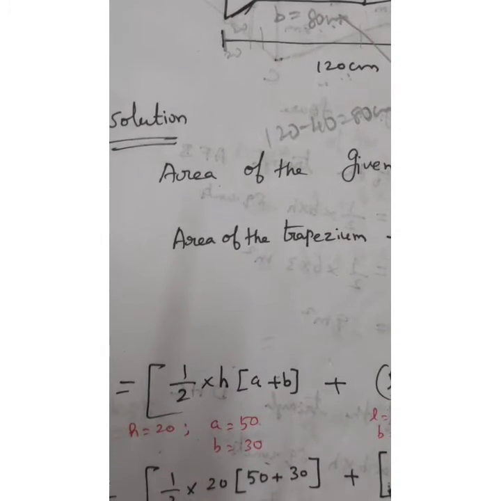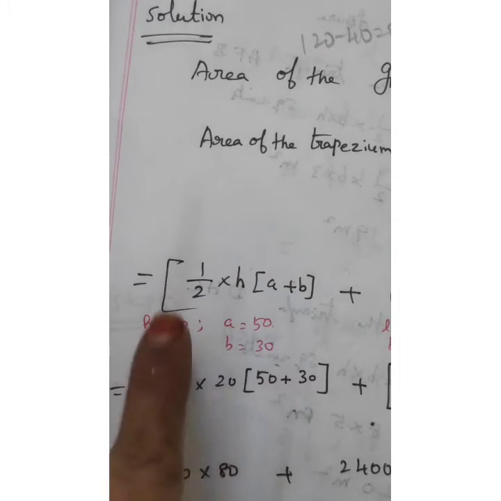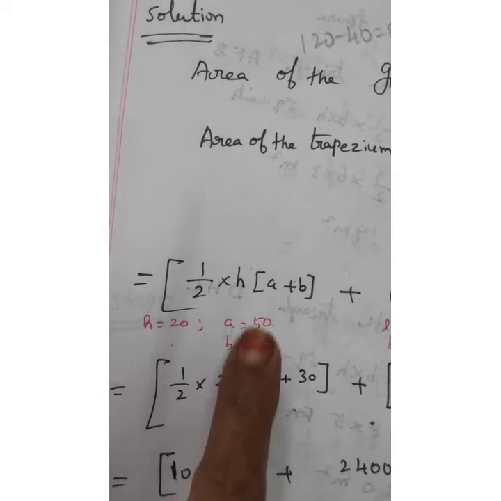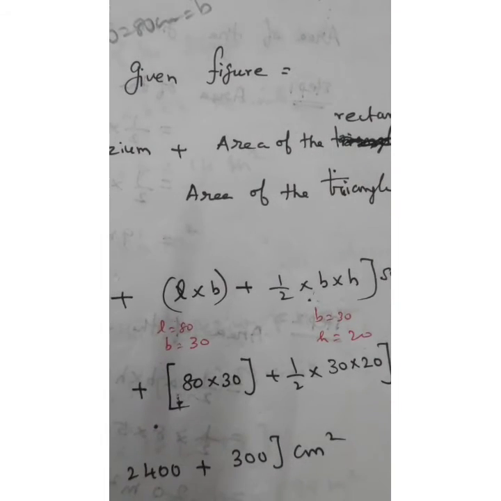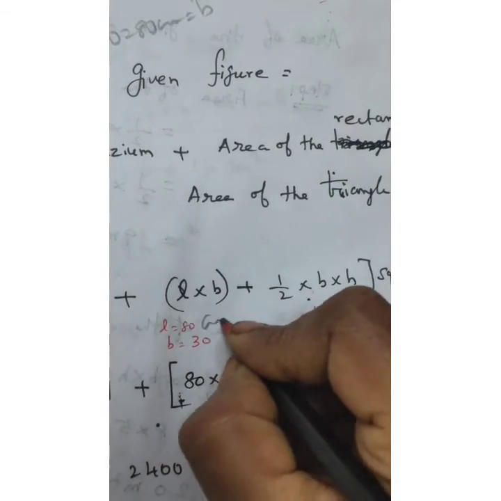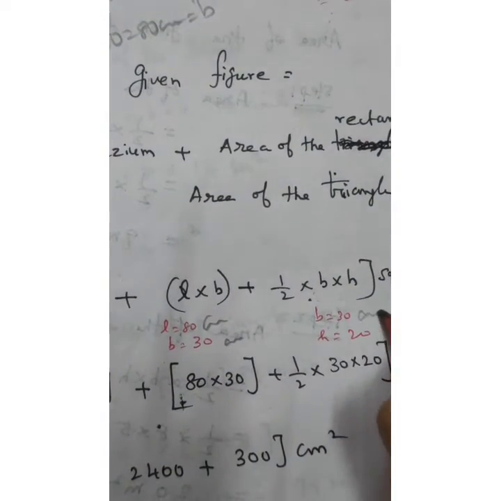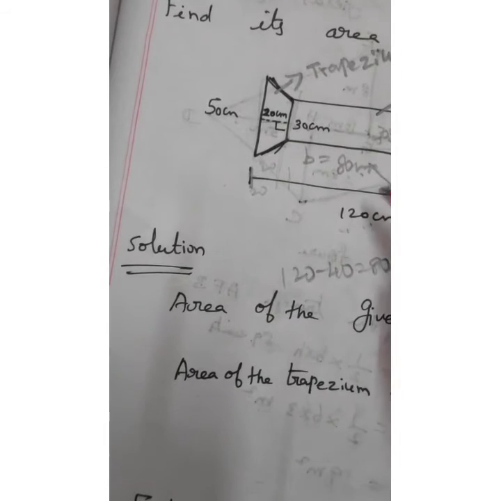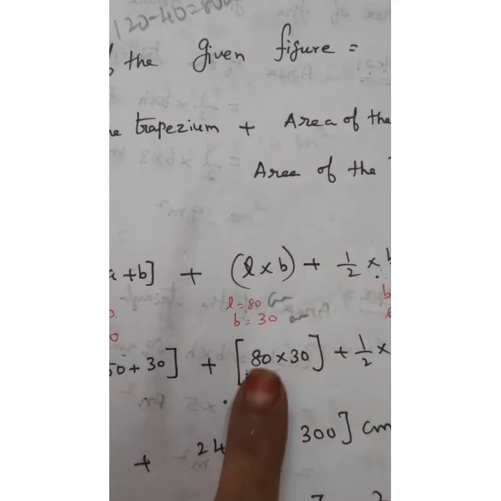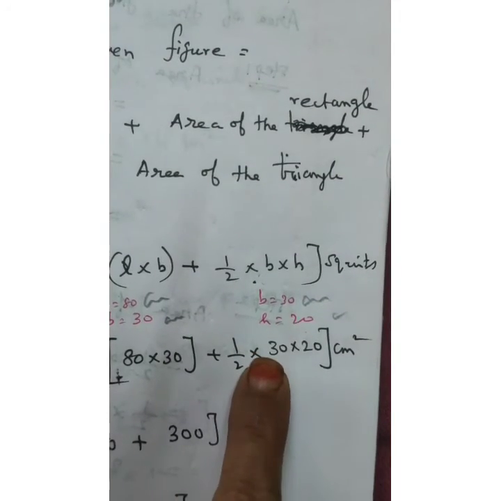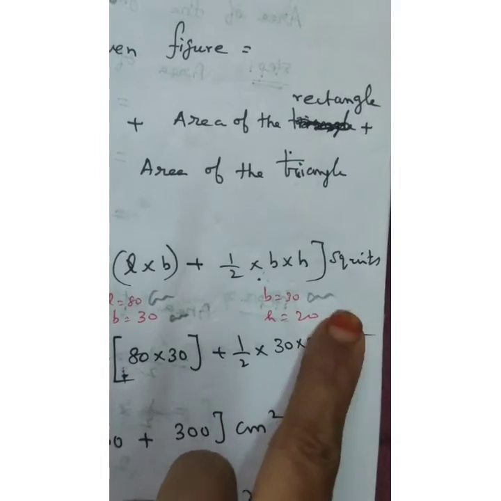So substitute these values: 1 by 2 into h is 20, start the bracket 50 plus 30, plus area of the rectangle L into b. L value equal to 80 centimeter, B value equal to 30 centimeter. These two also substitute here: 80 into 30, plus 1 by 2 into B value equal to 30, H value equal to 20 centimeter square.